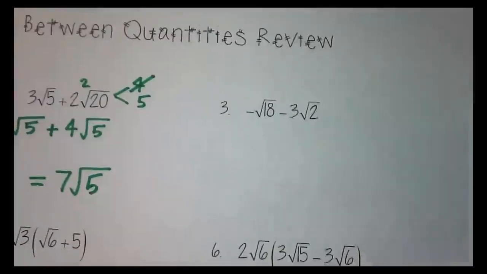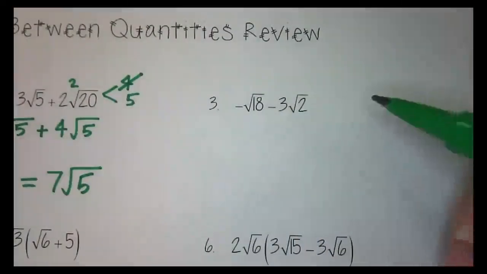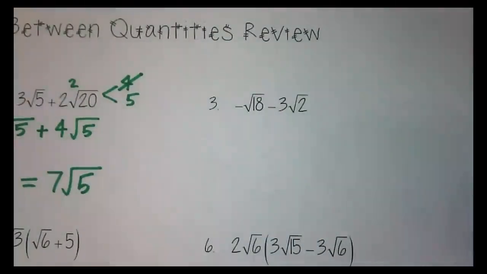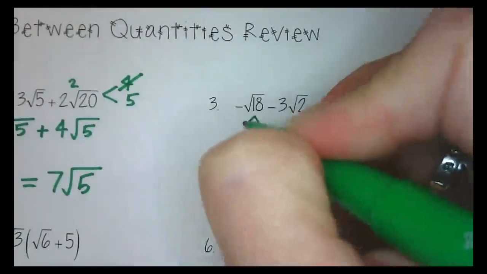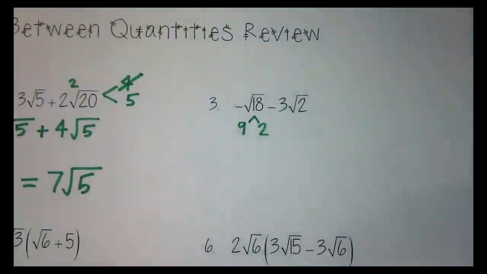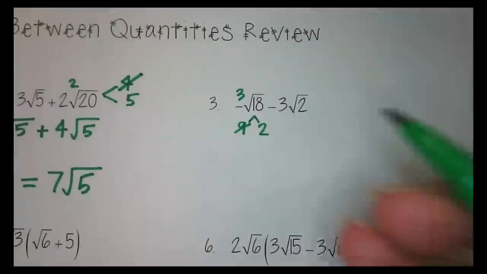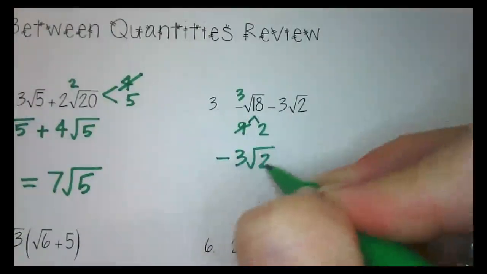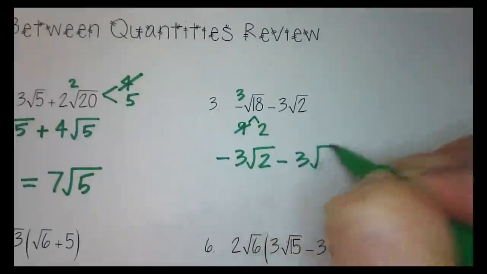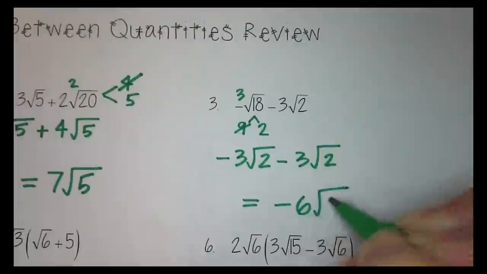All right, next one. This one we're combining again, so I need to get like square roots. So I know that I can simplify 18 to be 9 and 2. This gives me a pair of 3s, so I can bring that out. So now it looks like negative 3 root 2 minus 3 root 2, and that would be negative 6 root 2.